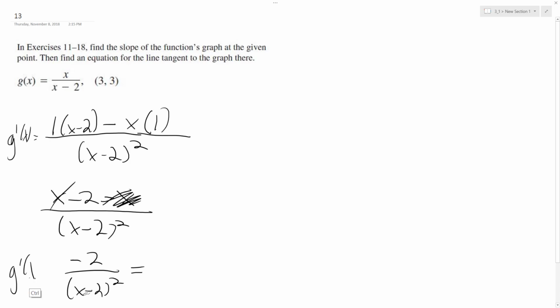so my slope at 3 is just going to be 3 minus 2 squared, which is just 1. Negative 2 divided by 1 is negative 2.